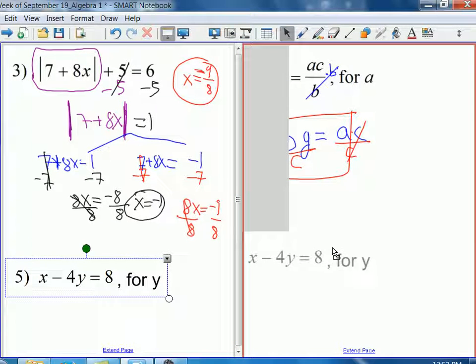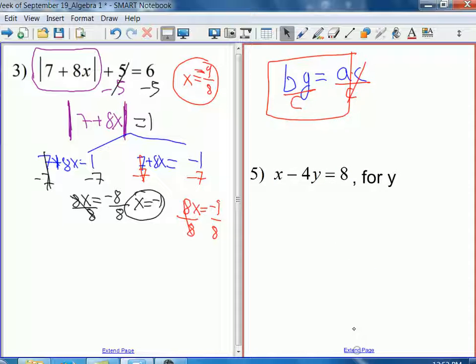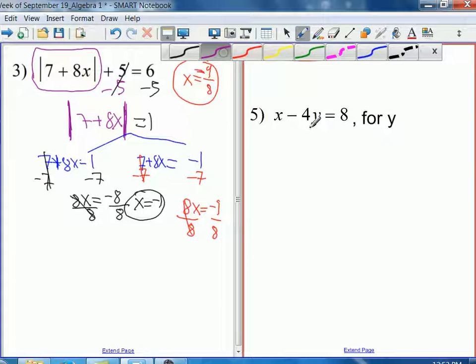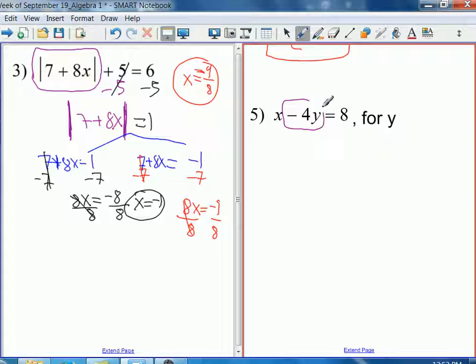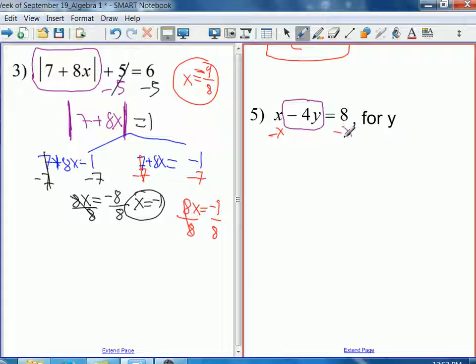And the last problem on the warm-up. Last one. Let's give it a shot. So we have to solve for y, so this is our bubble. Remember we talked about the bubble. Anything that's not in the bubble must go, so clearly the x must go, so we'll subtract x.